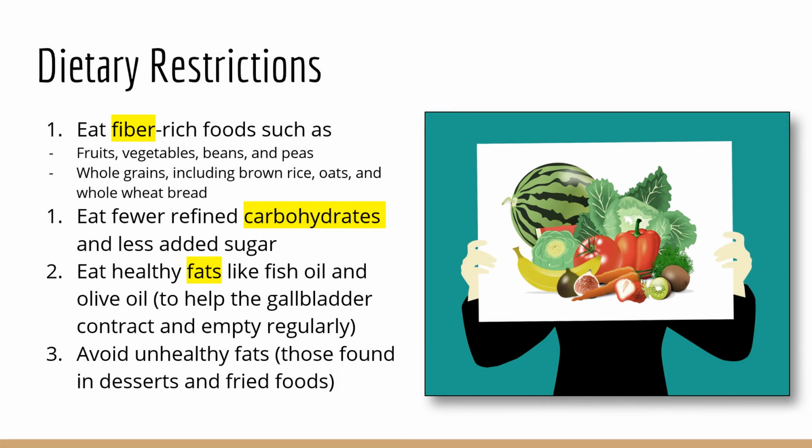While there are no specific dietary restrictions for one who has gallstones, there are dietary recommendations. These recommendations include eating fiber-rich foods, eating fewer refined carbohydrates and less added sugars, eating more healthy fats, and avoiding unhealthy fats. By eating healthy fats, one can help the gallbladder contract and completely empty on a regular, routine basis.